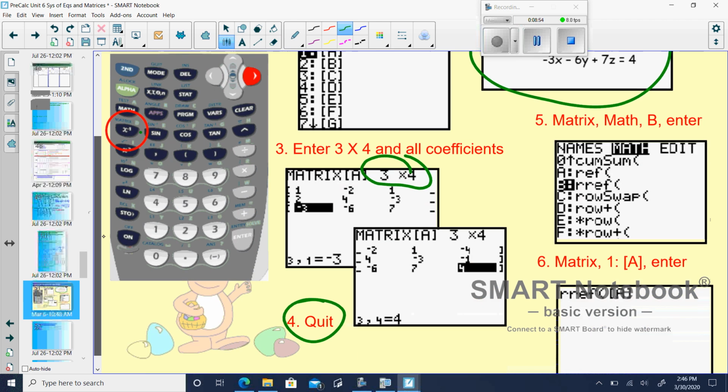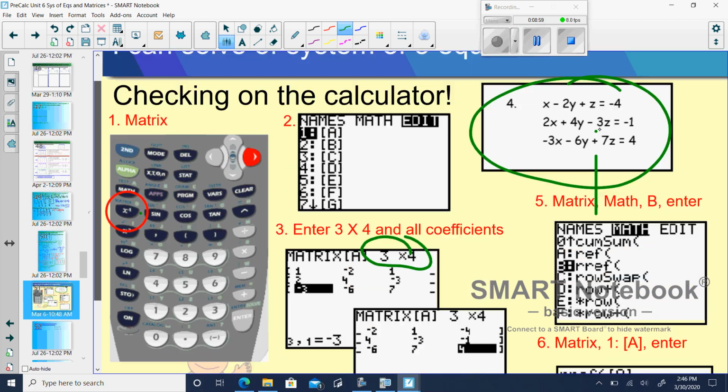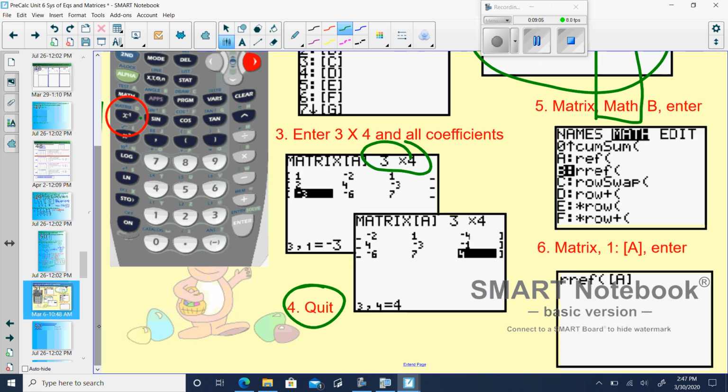Then what you want to do is go back into matrix. So second x inverse. Then you want to hit the right arrow. Let's come over here to math. It really doesn't like me going up or down and then trying to touch the screen after that. So go right to math. Then you're going to come down on the math screen to B where it says reduced row echelon form. You're going to hit enter and it's going to come up reduced row echelon form.